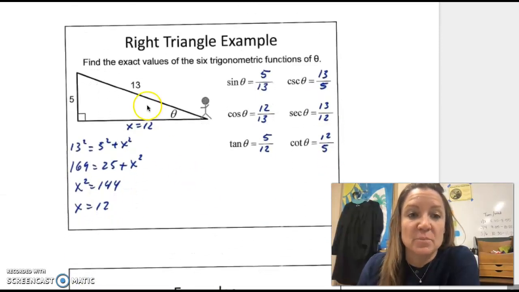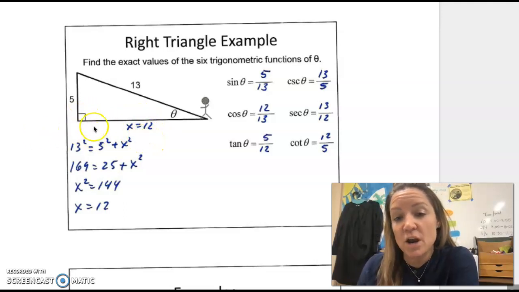For our first example, we're going to find the exact values of the 6 trigonometric functions of theta. Here's the angle theta, and we have two sides labeled: this side over here, which is 5, and this side over here, which is 13. The first thing we need to do is find the value of this adjacent side.